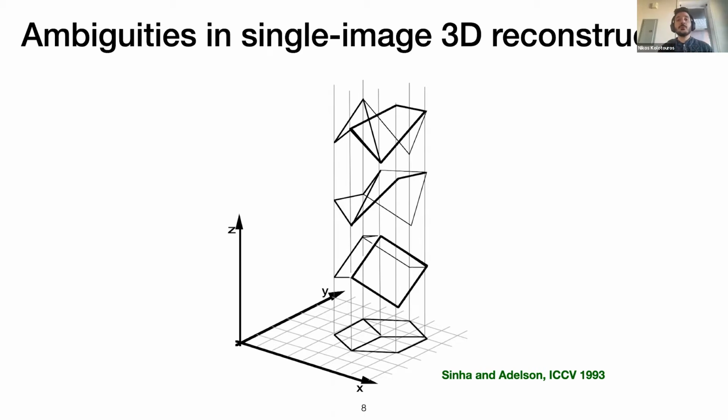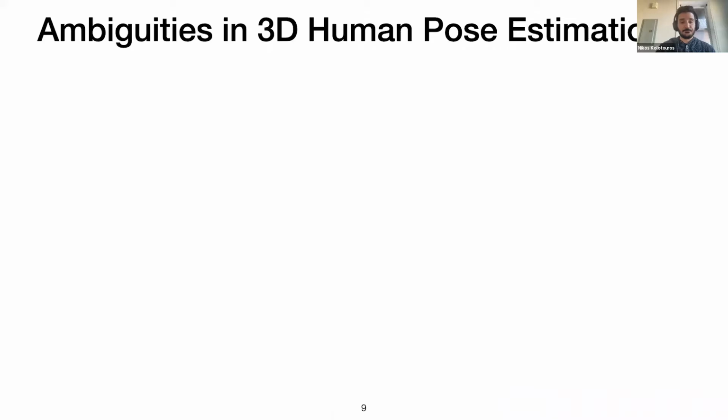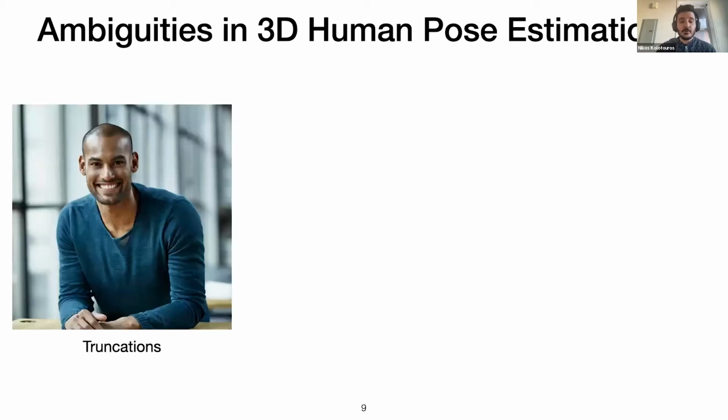Fortunately, for 3D human reconstruction, the task becomes much easier. This is because for humans, we have models and strong priors about their shape, and this helps us resolve some of these ambiguities. To make this less abstract, let's see some examples that illustrate reconstruction ambiguities in the context of human pose estimation. First, we often have truncations. Truncations happen when part of the body is not observed at all in the image. In this particular image, we don't have a way to tell where the legs of the person are.